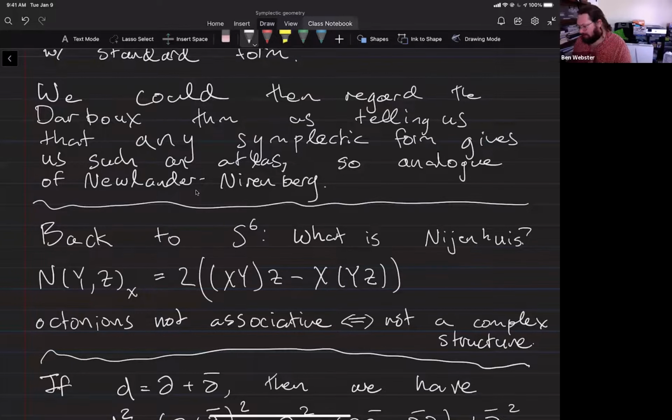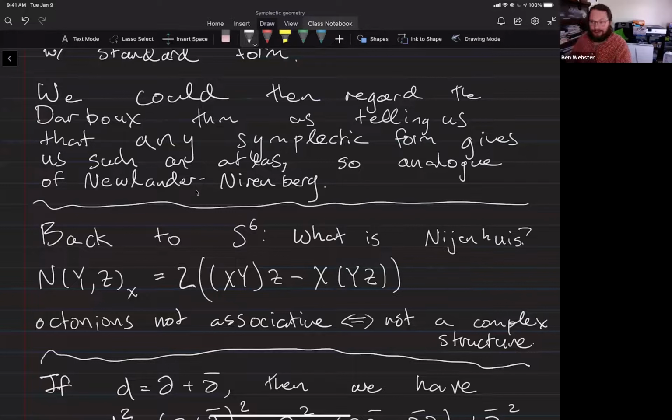And actually, you can check on this S6 in the octonions, the Nijenhuis tensor of two vectors, y and z, which I can think of as octonions at some point x, which I can also think of as an octonion, is 2 times the associator of x, y, and z. So x times y times z minus x times y, z. And since the octonions are not associative, this Nijenhuis tensor is not trivial. So this Nijenhuis tensor is exactly measuring how non-associative the octonions are.